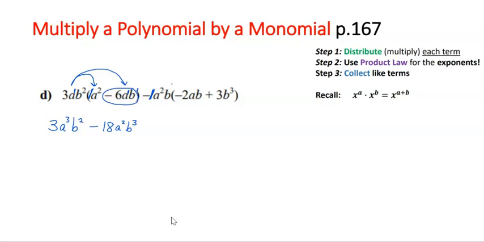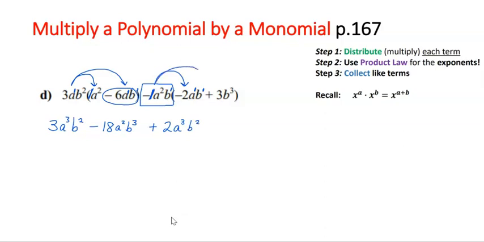For our next distribution, this is a negative 1a squared b. We are going to be distributing to the first term in the brackets. Negative 1 times negative 2 is a positive 2. a to the 2 plus 1 is a cubed. b to the 1 plus 1 is b squared.